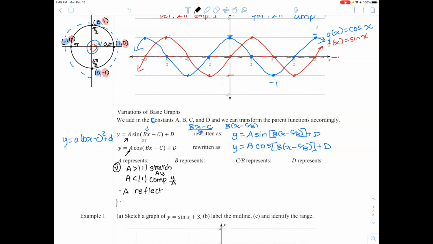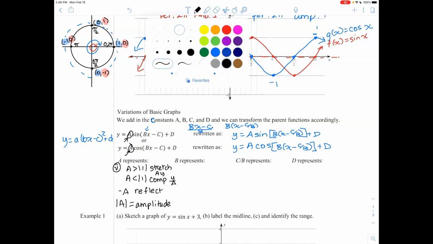And here's something else that's really useful, that's specific to the sine and cosine functions. The absolute value of a is the amplitude of the function. So you don't even need the graph in order to identify the amplitude. A is the amplitude. So that number right there will tell you what the amplitude is. All right, we're going to move on to B.